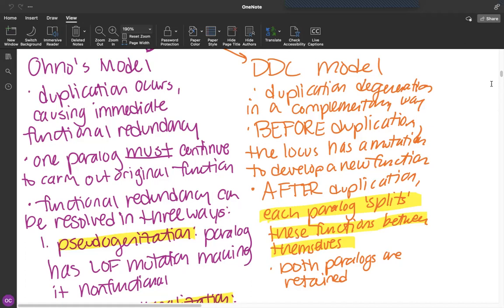So if you can remember that DDC stands for that, you can remember that the paralogs have to complement each other in terms of function. And then Ohno's model.